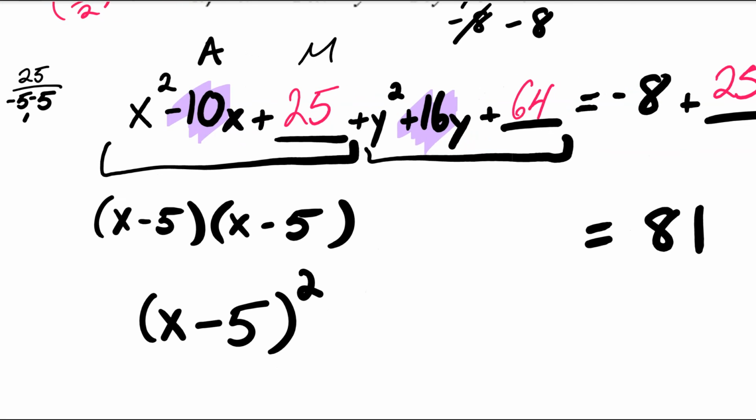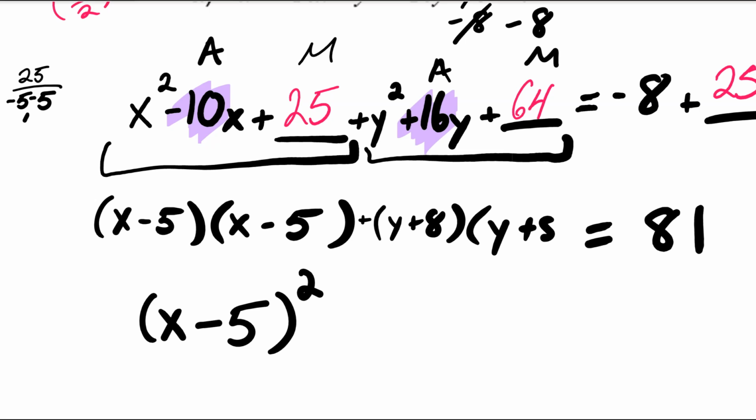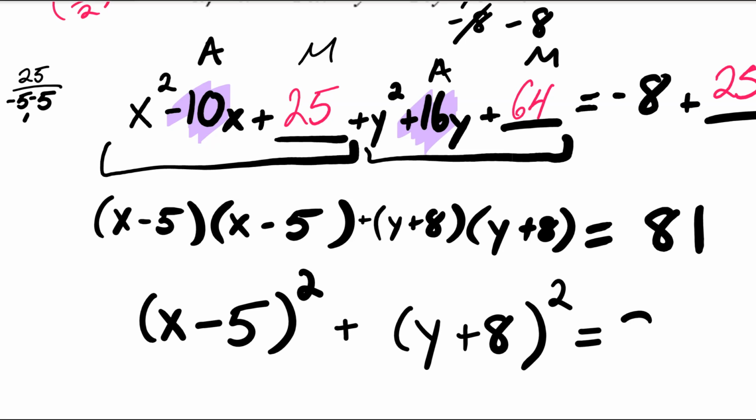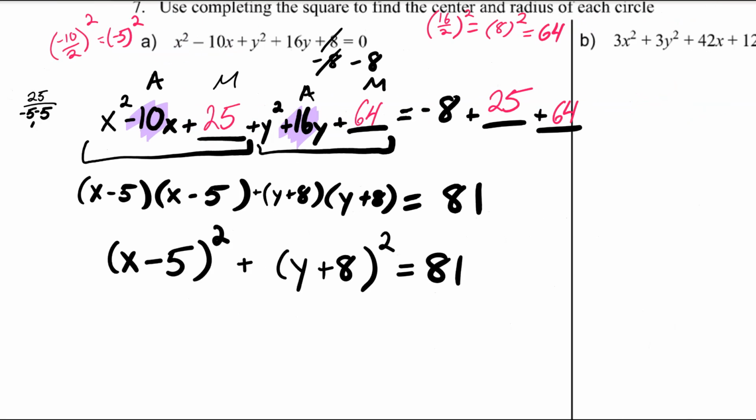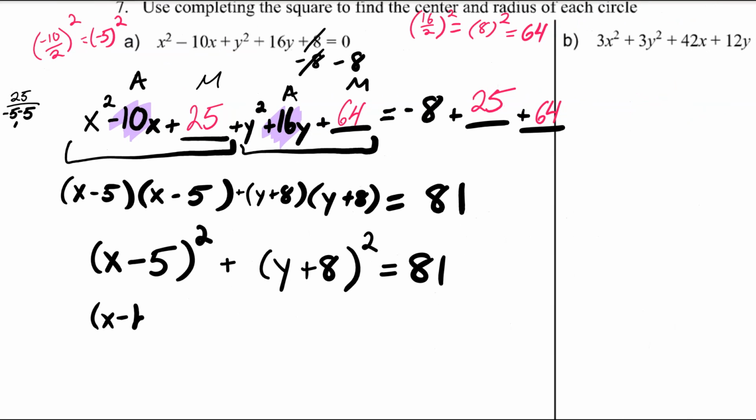Now I could do the same thing for the y's. What two numbers add to 16 and multiply to 64? Well, that would be 8 and 8. Or I could rewrite that as y plus 8 squared. The benefit of doing this process is now it looks like the standard form of a circle, right? It looks something like this.